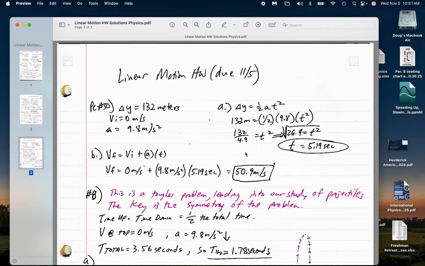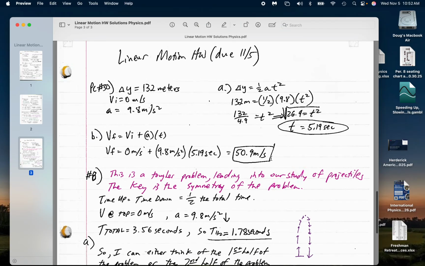So I'm going to divide 4.9 on both sides of the equation. That becomes 26.9 equals t squared. So t is around 5.2 seconds. For part B, it's asking you to find the final speed of the object before the braking period begins. So if I start at rest, that's 0 meters per second, my final velocity is equal to acceleration times time. So that's around 51-ish meters per second.